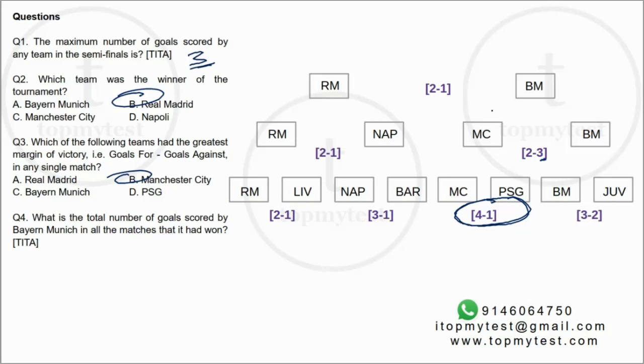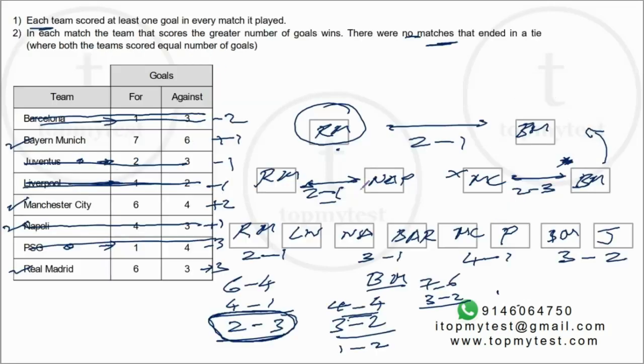And the last one, what is the total number of goals scored by Bayern Munich in all the matches that it had won? Bayern Munich wins quarterfinal and the semi-final. Goals scored are 3 plus 3, 6. Right?